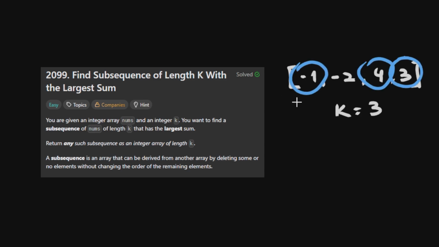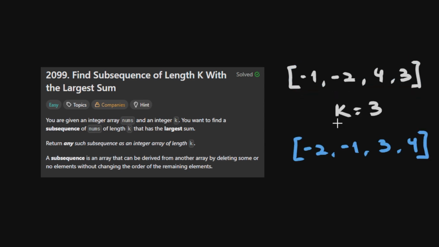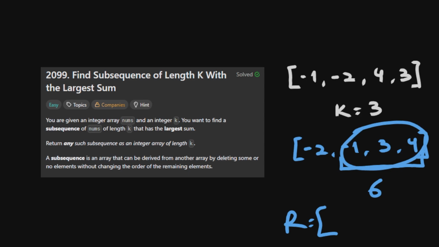Now the question is, how can we get these elements efficiently? The answer is we can sort this. And now we can take the last 3 elements in this sorted array. So we take these 3 elements. So now we know we can sum these elements to get the largest sum, which is 6. And finally we need to return an array with these elements.